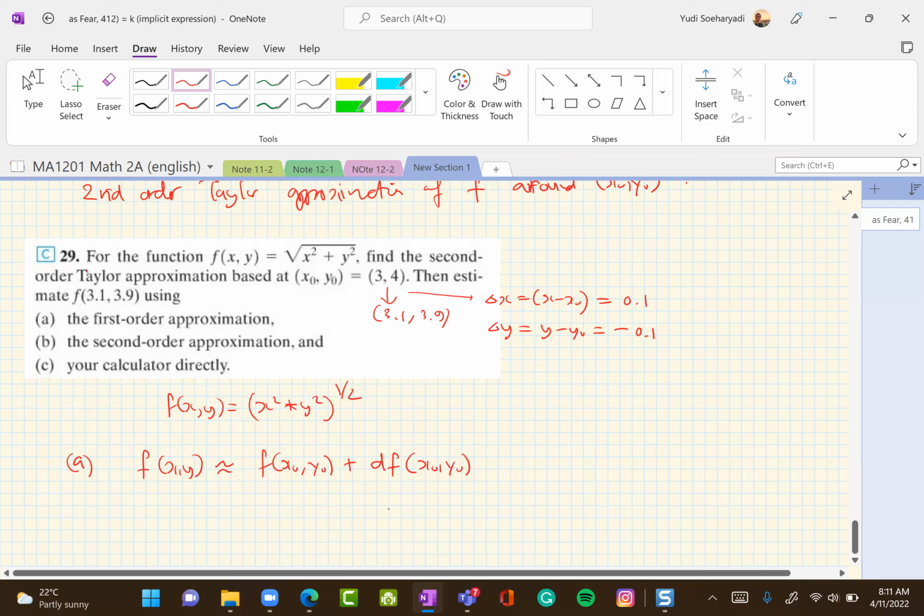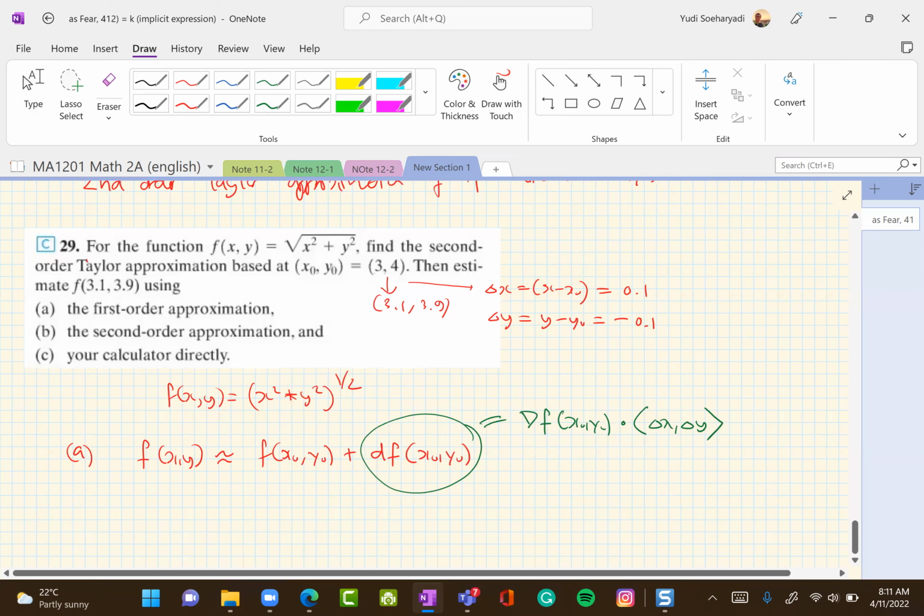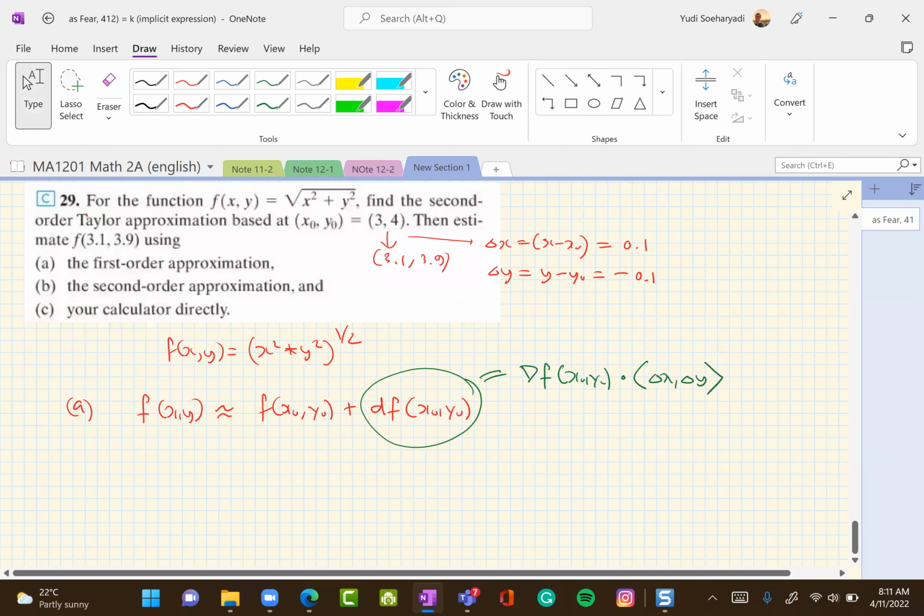Okay, then what is this one? Oh, it's nothing but the gradient at x naught, y naught, dot delta x, delta y. Okay, so then let's compute this one. That equals, so plug in 1, 1, right? Sorry, 3, 4.